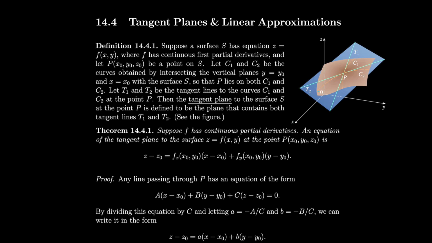So let's prove this real quick. Note that any line passing through our point has an equation of this form. So we can just divide by c to move it to the other side, and then c is gone on that side, and we just get a over c and b over c. However, what we can do is let a equal minus a over c and b equal minus b over c to clean up our notation a little bit. So then we move it to the other side. Because we let a equal minus a over c, a will stay positive and b will stay positive because we accommodated for that.